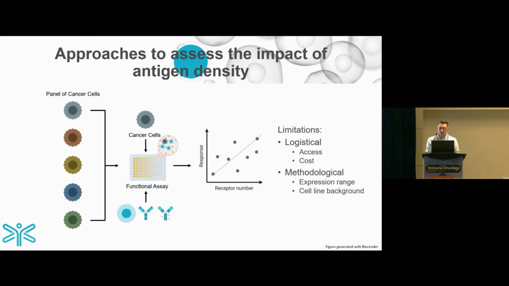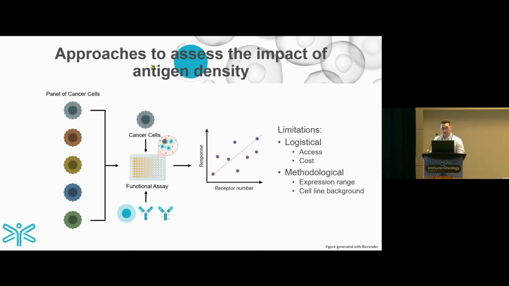So the conventional approach to assess the impact of antigen density and the efficacy of your therapeutic is to use a panel of cancer cells. You select different target antigen cells based on their range of target antigen expression. And this is fine, but there are a number of limitations associated with this, okay? First of all, the logistics. Can you access all these different populations of cells? And there's a cost associated with that, particularly where there's a lot of licensing surrounding the acquisition of the cells.